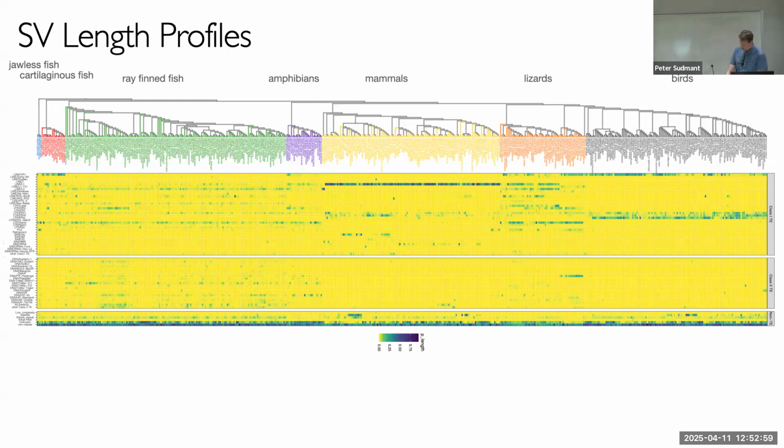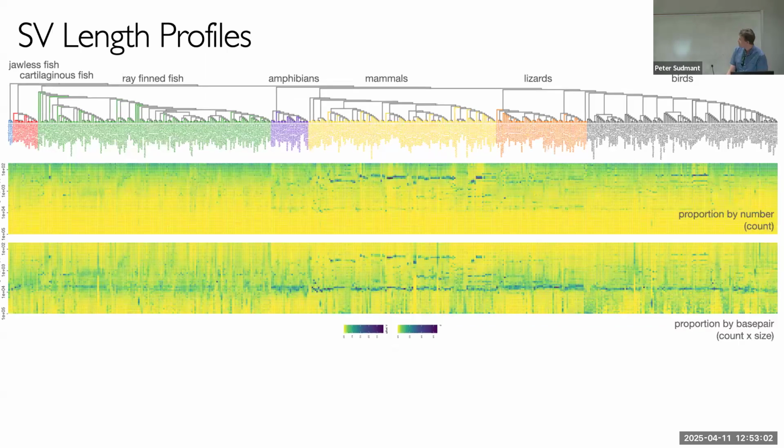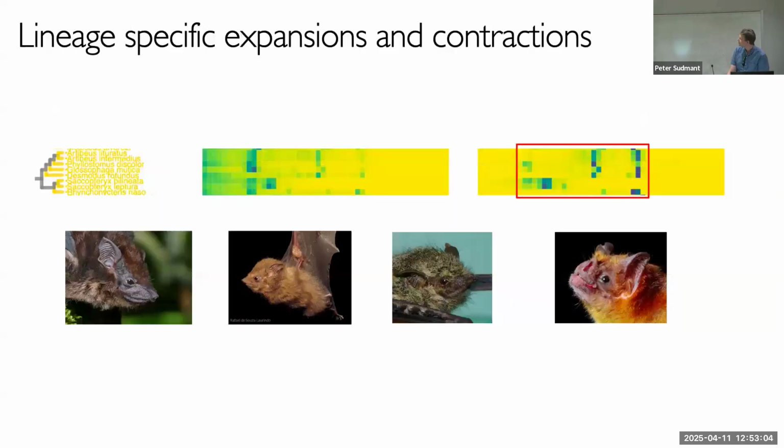So what you can do is go back to this plot and start zooming in to try to find weird stuff that's happening. Here's a case. Here are our bats, and I've zoomed in on the bats. Here's the size distribution, which is super cool. You can see in these closely related bat species, there's all this different stuff happening.